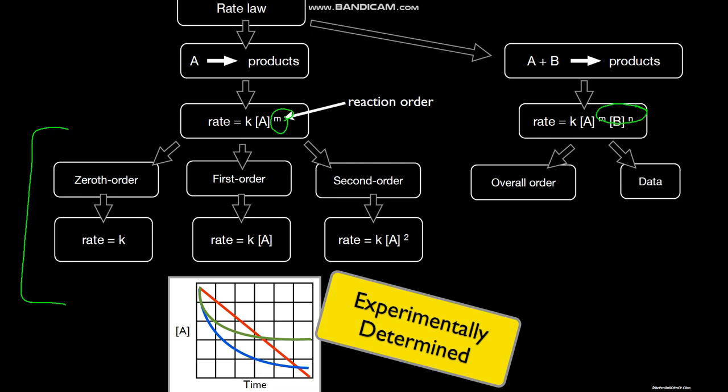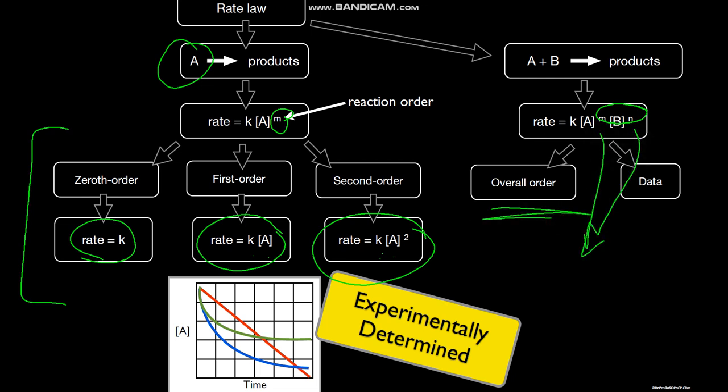When we have a zeroth order, your rate is actually equal to K. When we have a first order, your rate is K times the concentration of A, or whatever your reactant is that you're looking for. And then your second order is K times your concentration squared. So I think that is a really fantastic tool that we can use. Also, your overall order is M plus N. That's going to be your overall reaction order. And I think this is really helpful.